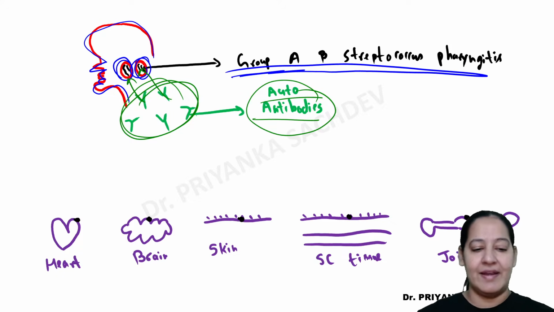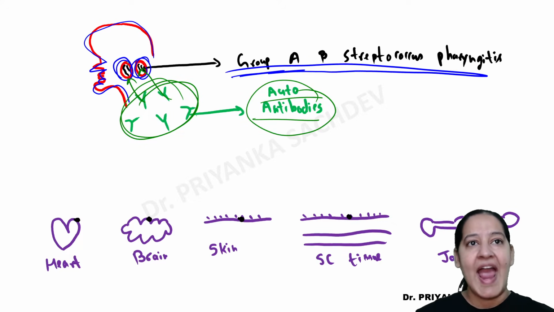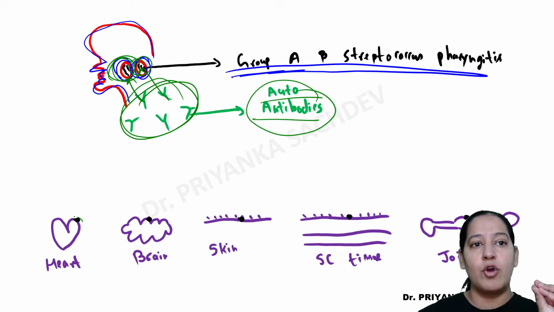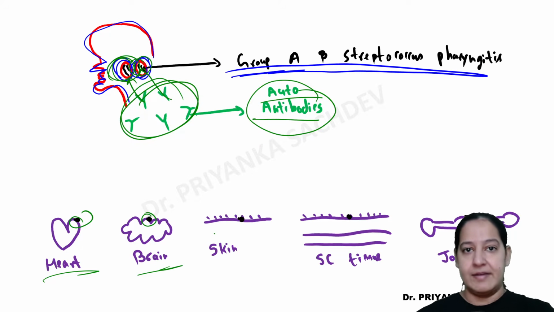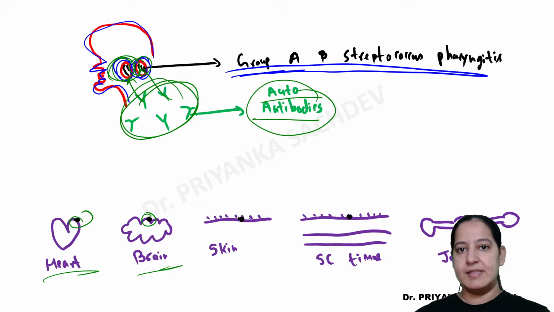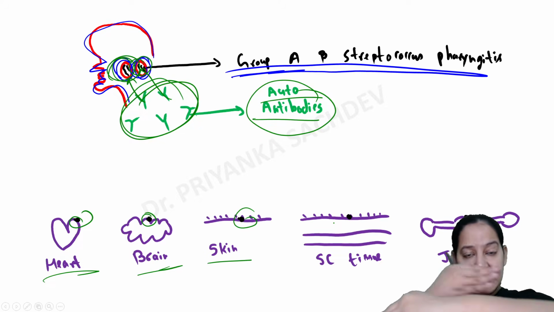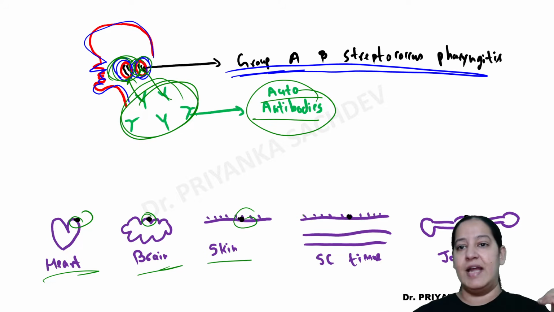Listen to what is happening. The antigen which is present on the bacteria, a similar antigen is present in five organs of the body of this boy. One is the heart, second is the brain, third is the skin, fourth is the subcutaneous tissue, the tissue beneath the skin, and last is the joints. You can say any joints.